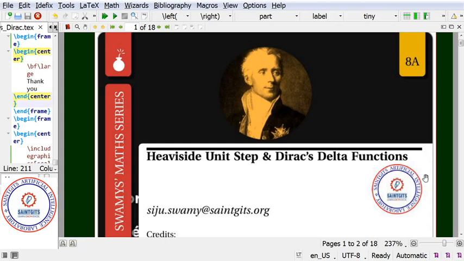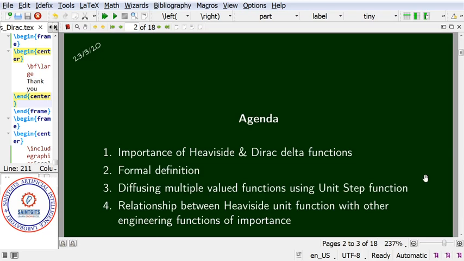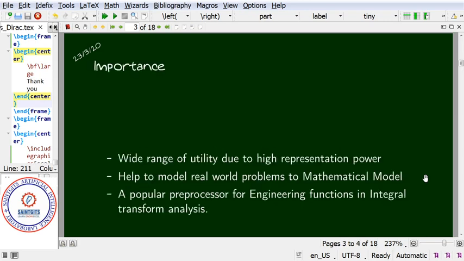In this session we are going to see some important functions that are required to solve ordinary differential equations. The first function is the Heaviside unit step function and the second one is the Dirac Delta function. In this session we will discuss the importance of Heaviside and Dirac Delta functions, the formal definition, defining multiple valued functions using the unit step function, and the relationship between the Heaviside unit step function and other engineering functions of importance.